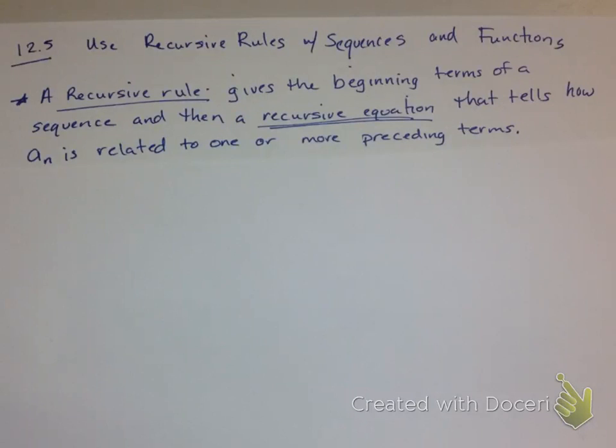All right, so the first thing we're going to have to do, the first example. We are going to have to find the first 6 terms.